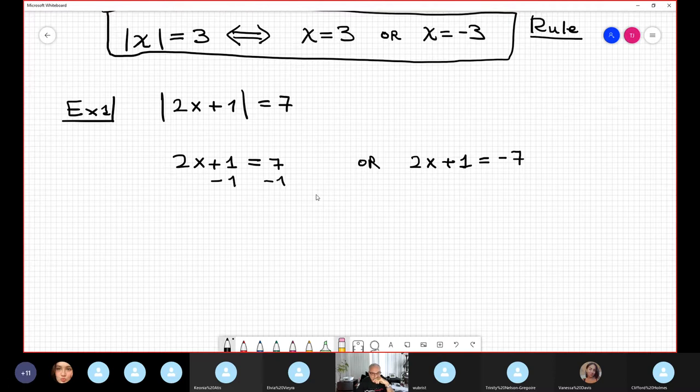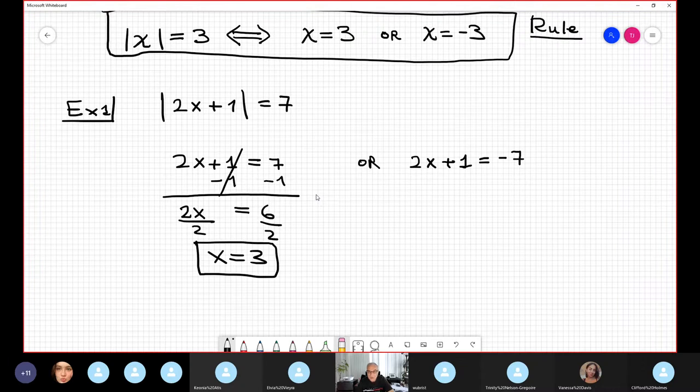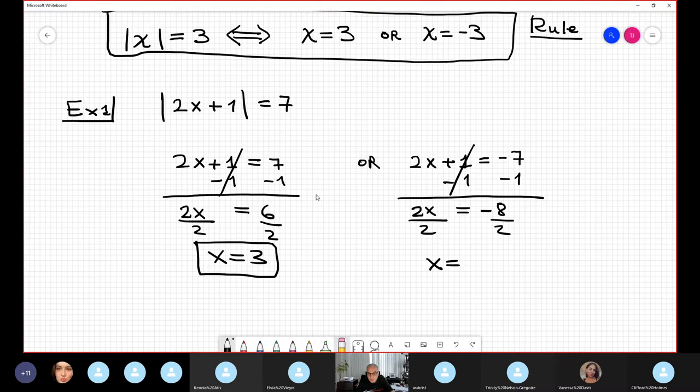Subtracting one, bring down 2x, cancel out that part. 7 minus 1 is 6, divided by 2. X equals 3. And this is my first solution. And for my second, subtracting 1 again, 2x is equal to minus 8, divided by 2 on both sides, negative 4. And we have two solutions. The solution set for this equation is positive 3 and negative 4, or negative 4 and positive 3. It doesn't matter. The order is totally irrelevant.